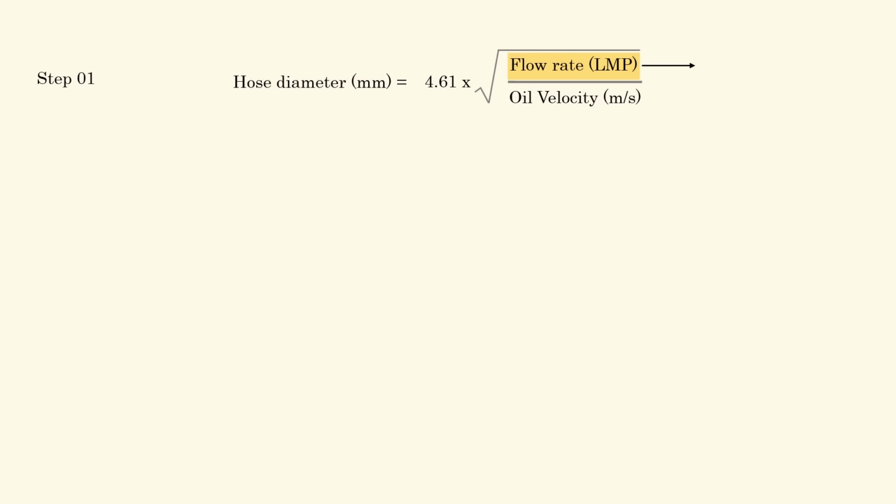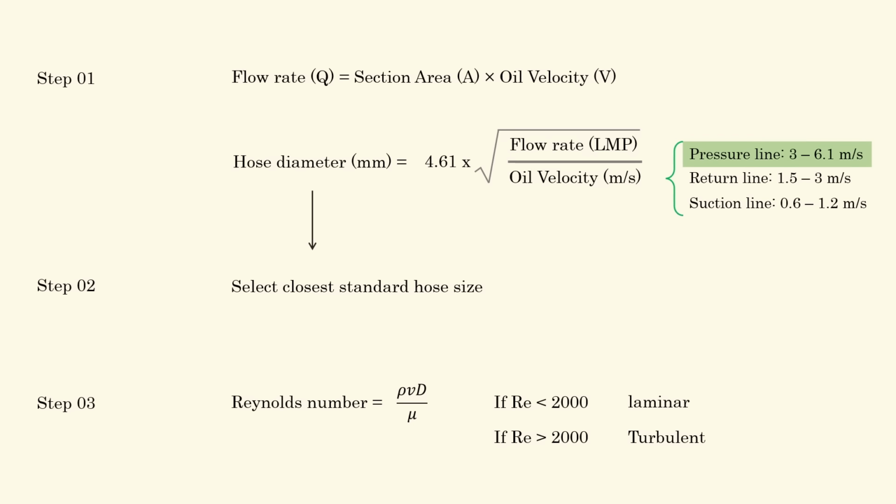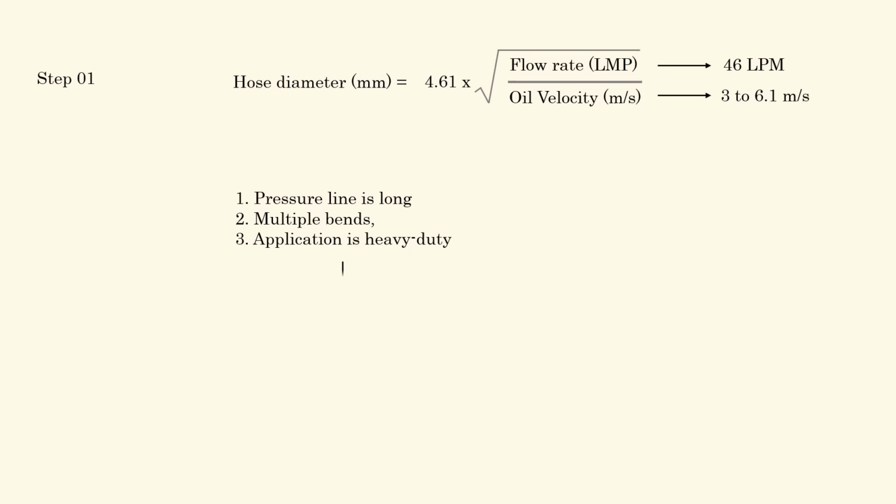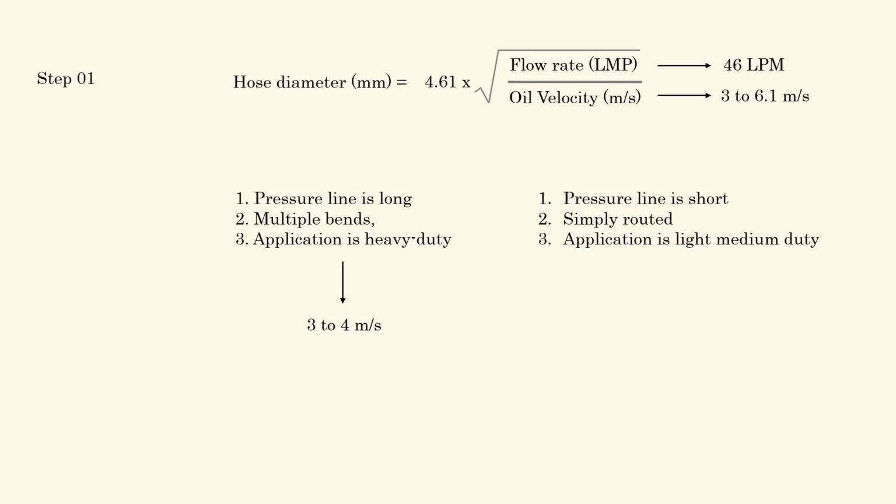So the pump oil flow rate is 46 rpm. And for pressure line, the recommended oil velocity range is 3 to 6 meter per second. Now, here is general practice. If the pressure line is long, has multiple bends, or the application is heavy duty, we should select lower velocity, range about 3 to 4 meter per second. If the pressure line is short, simply routed, and application is medium to light duty, we can go higher, 5 to 6 meter per second.